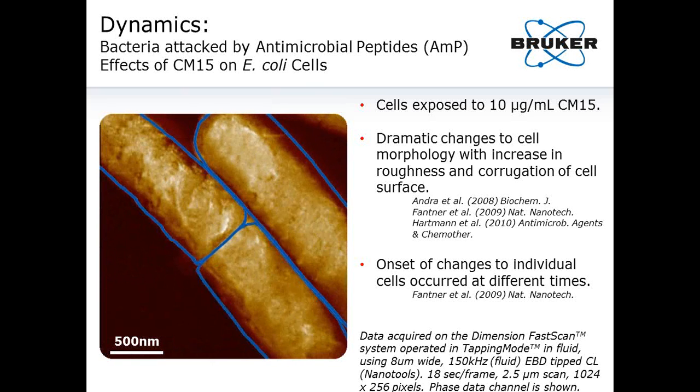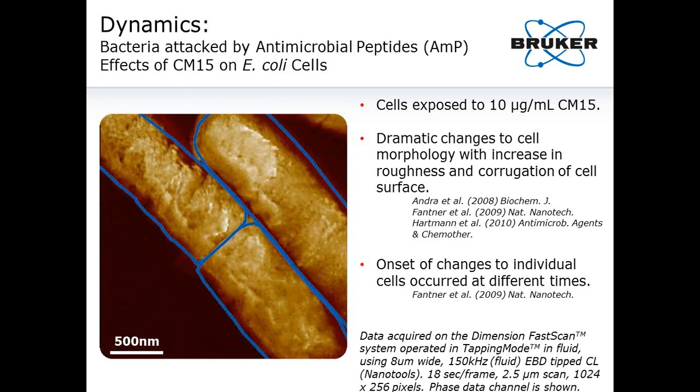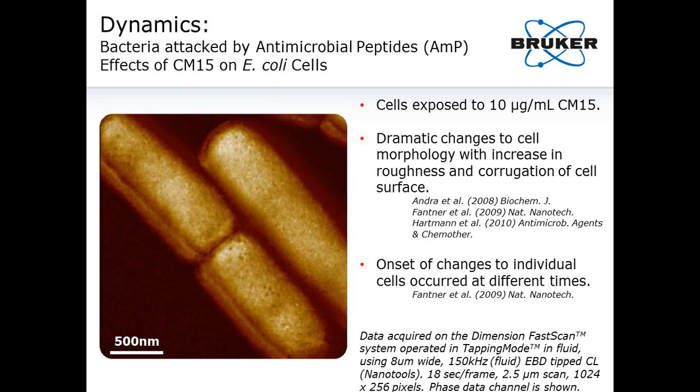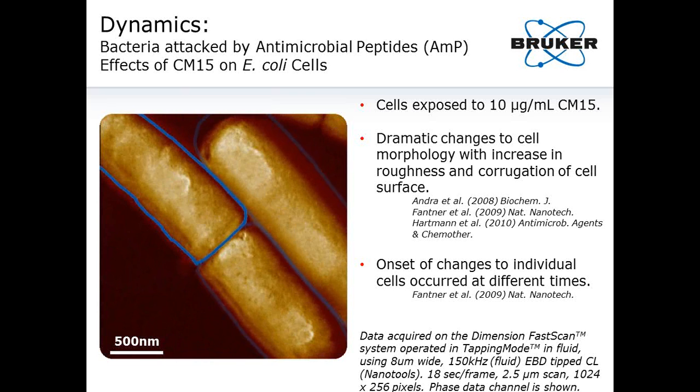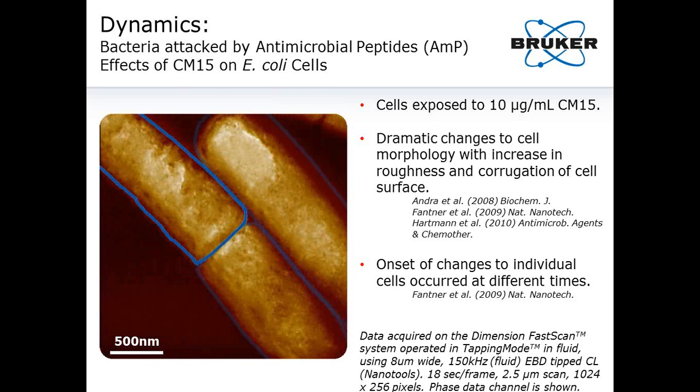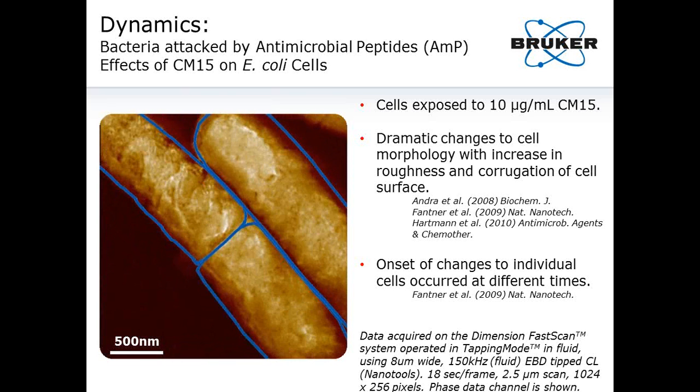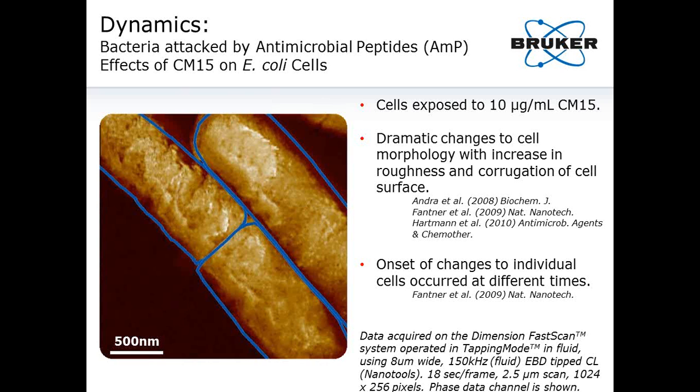A number of studies by different groups using AFM to investigate the effects of various AMPs on live bacteria cells have observed similar dramatic changes to cell morphology, with increase in roughness and corrugation of the cell surface.